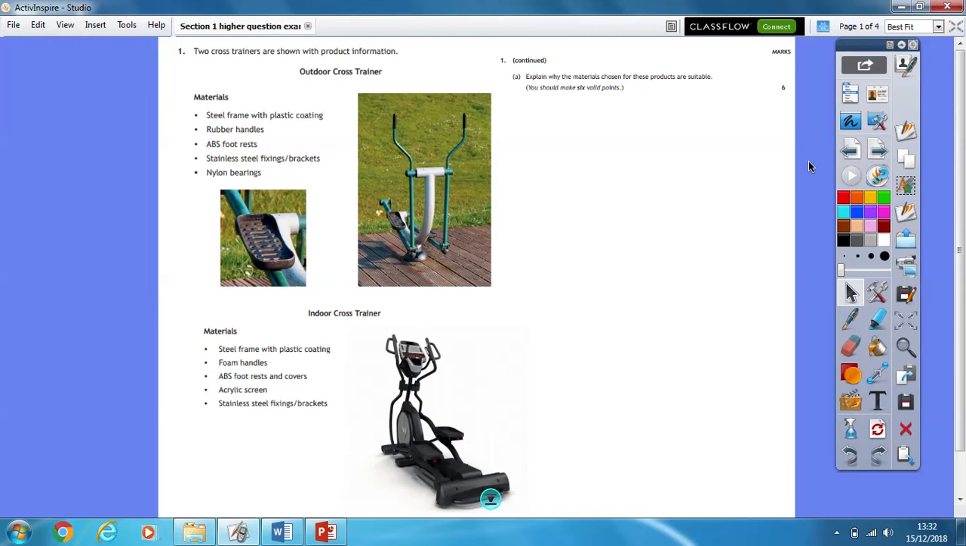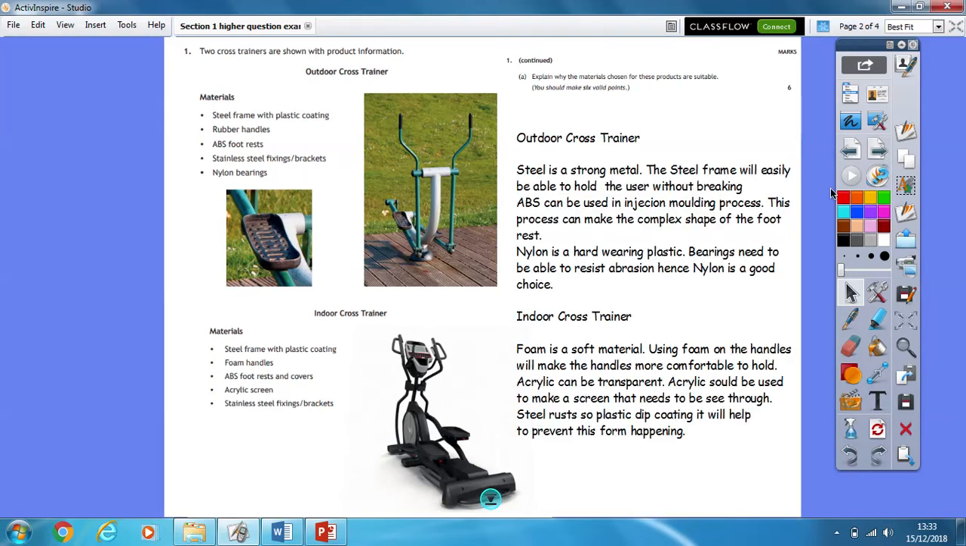So if we were answering this question, the first thing that we need to do is understand what's required to get a mark. To get a mark, you have to first of all clearly identify the property of the material and then give a suitable reason why that property is relevant, why it's being used in that particular component. So let's have a look at an example of answers that we could give to this particular question.